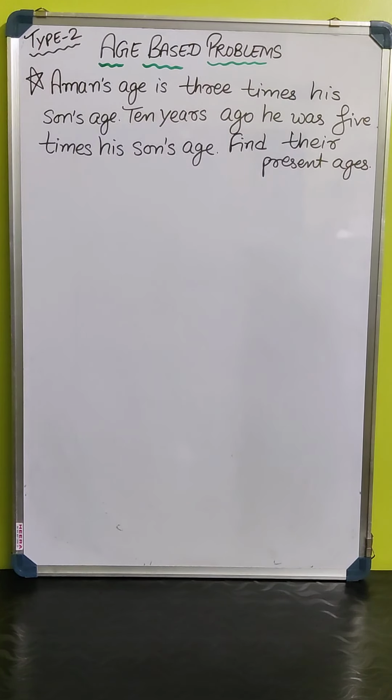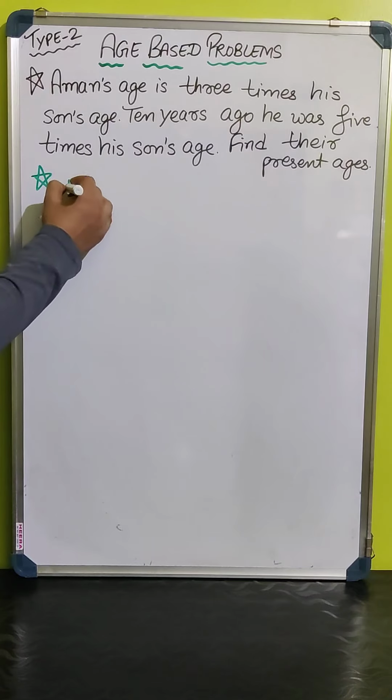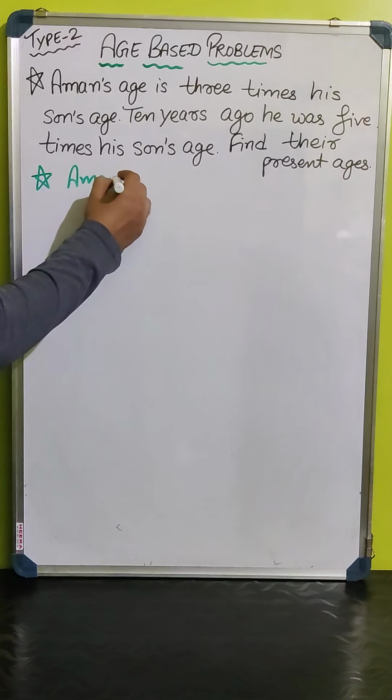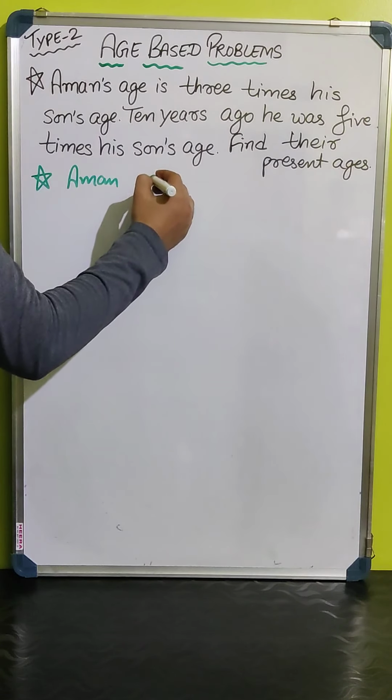Next question is, Aman's age is 3 times his son's age. 10 years ago he was 5 times his son's age. Now find their present ages. Again they are talking about two persons. One is Aman and the second is his son.